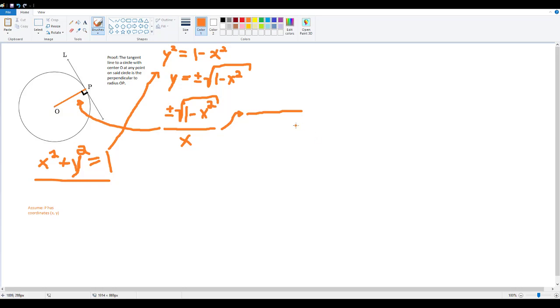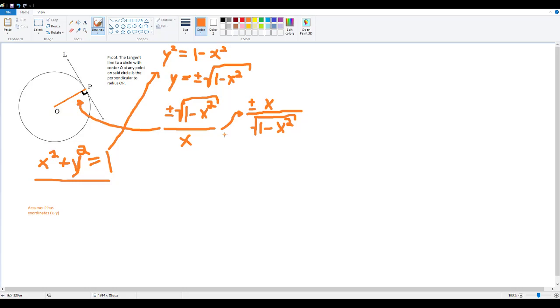That's essentially what you'd be doing. But that's still plus or minus, right? So it doesn't really matter. So let's just draw that in. Plus or minus x divided by square root of 1 minus x squared. Okay. That is the equation of the perpendicular.